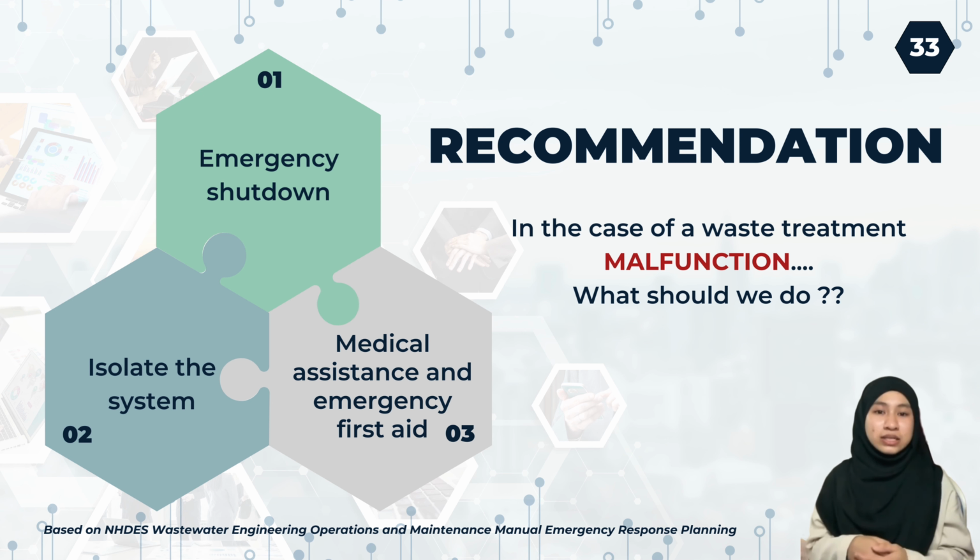Secondly, isolate the system. Isolating the defective part of the system is critical to prevent the spread of any dangerous contaminants. For example, turn off utilities that power the waste treatment system, such as electricity, gasoline, and other energy sources. And thirdly, provide medical assistance and emergency first aid. For example, set up a first aid station with the appropriate medical supplies. Aside from that, arrange local emergency medical services and plan transportation to a medical center. This approach enables a complete waste response to protect individuals' health and safety during a waste treatment outage.